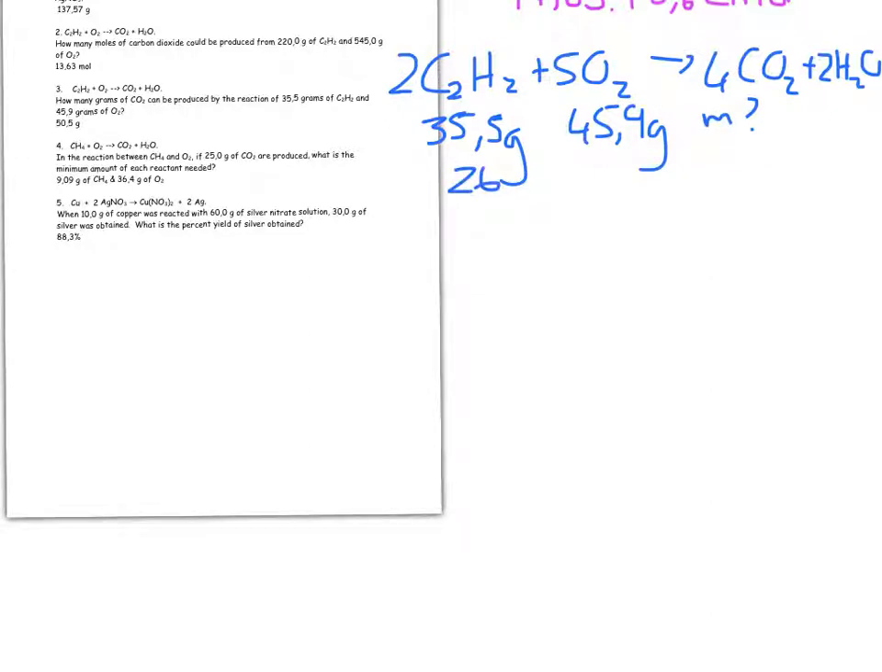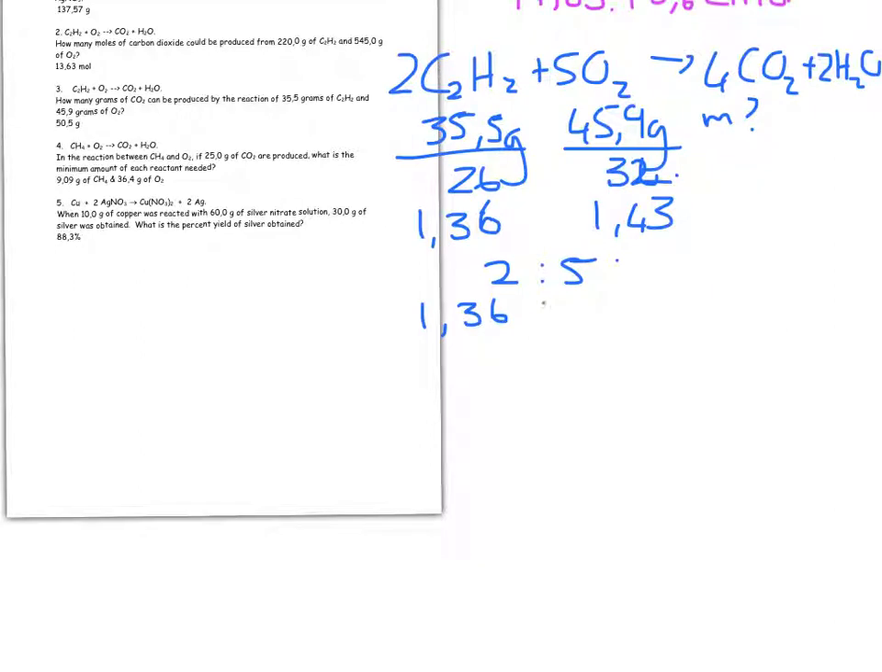I already know these molar masses, so I can work out the number of moles. I get 1,36 (mass over molar mass) and 1,43 (mass over molar mass), and the relationship between them is 2:5. So I first check what my limiting reagent is.